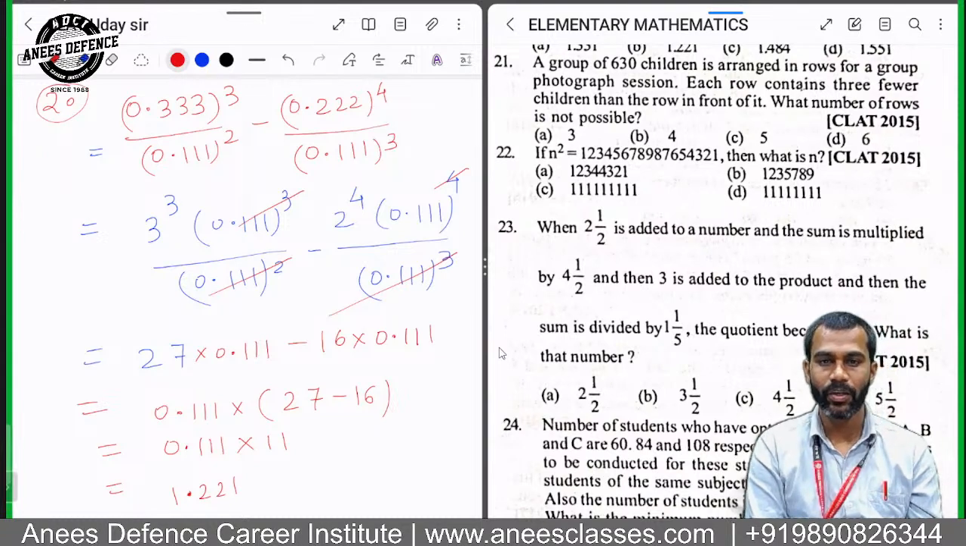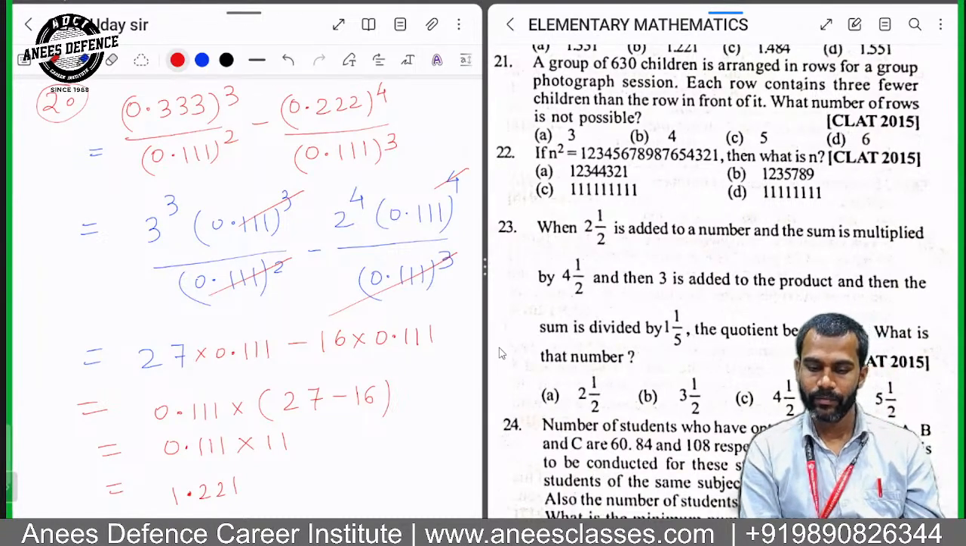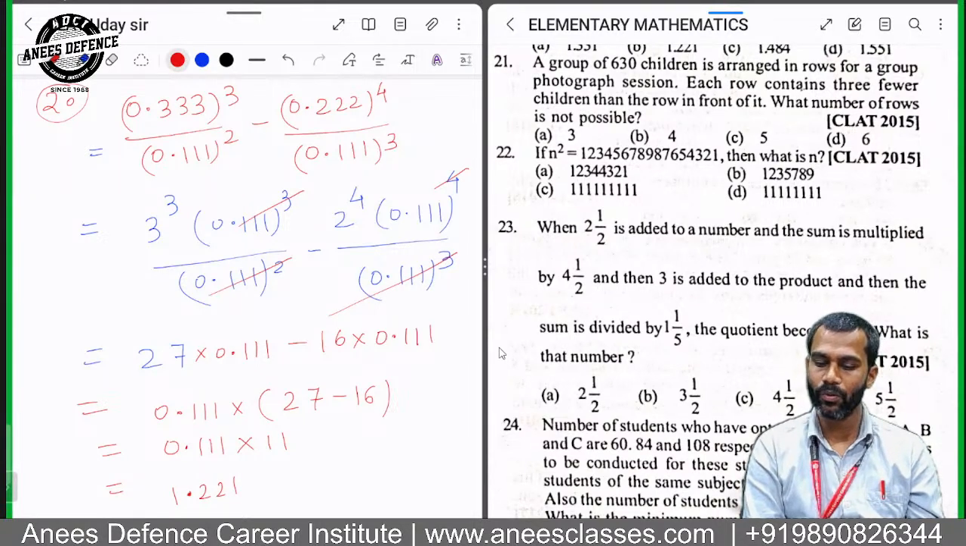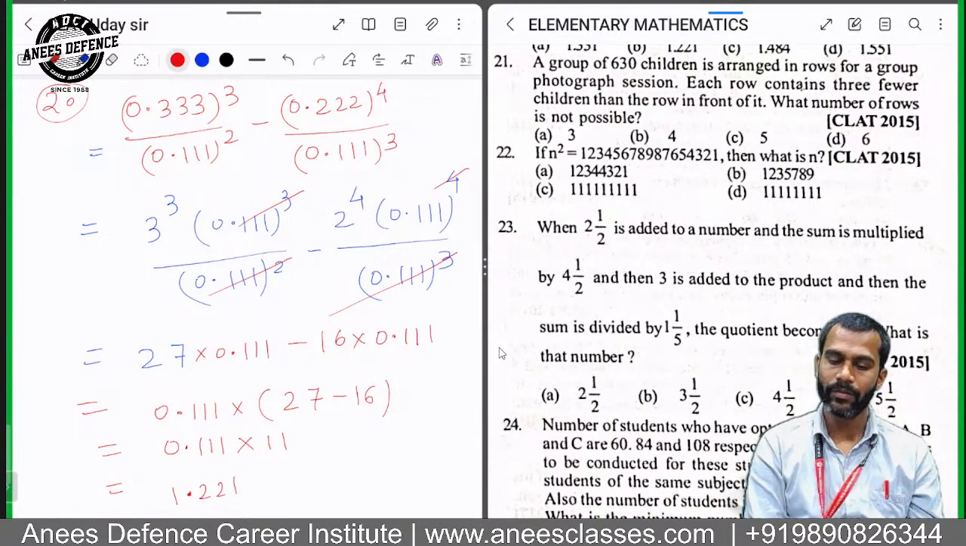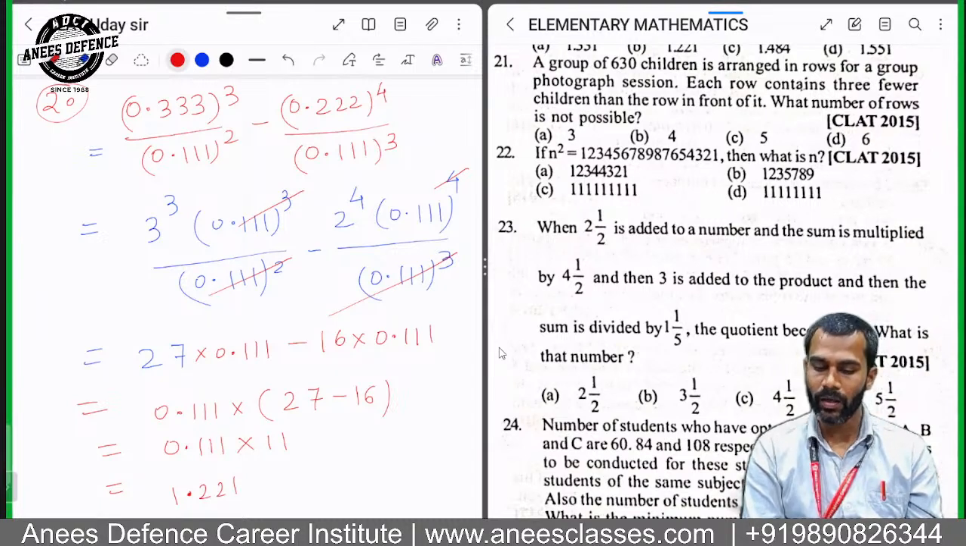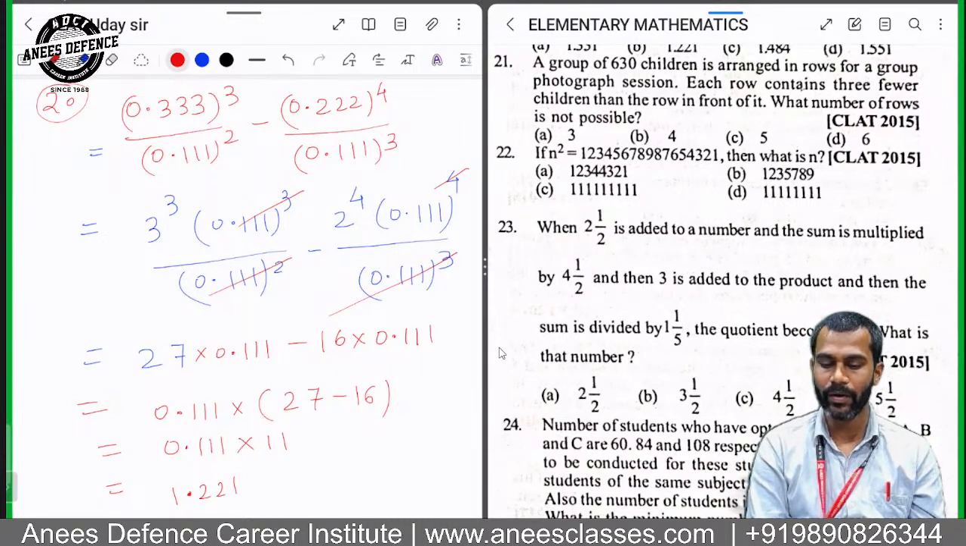Question number 21. Please try. A group of 630 children is arranged in rows for a group photograph session. Each row contains 3 fewer children than the row in front of it. What number of rows is not possible?